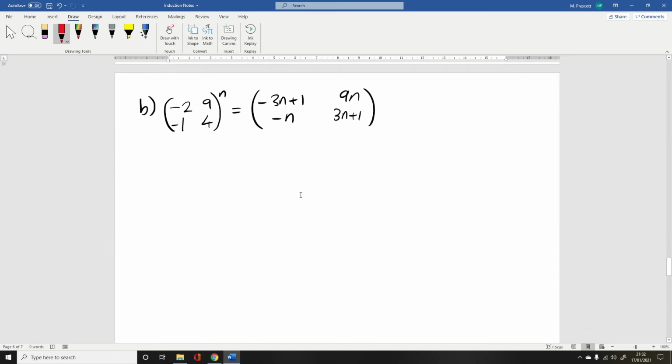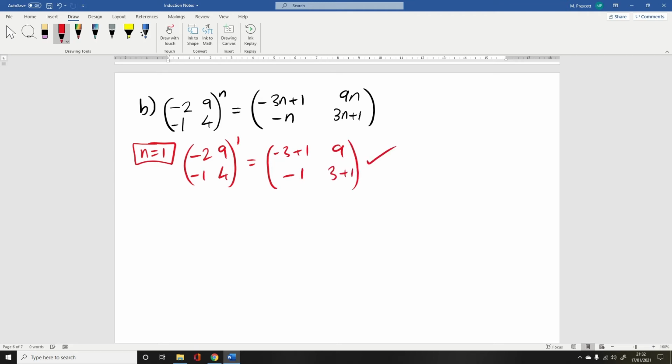Second one. I think it's going to be more of the same, don't you? I think you're right. Let's try n equals 1, shall we? So if n equals 1, we've got minus 2, 9, minus 1, 4 to the power of 1. Is that equal to minus 3 plus 1, minus 1, 9, and 3 plus 1? Yes.